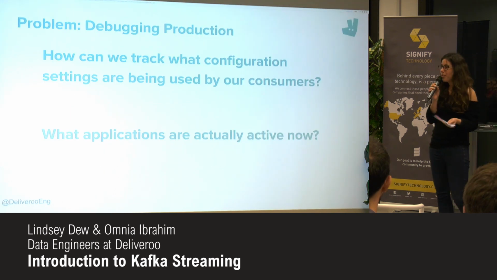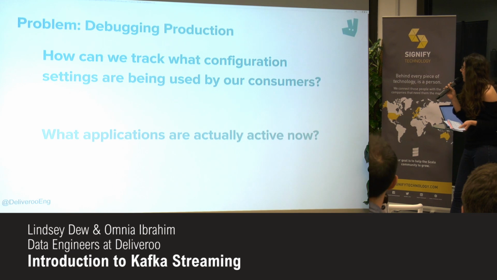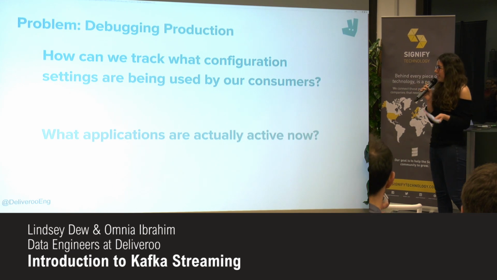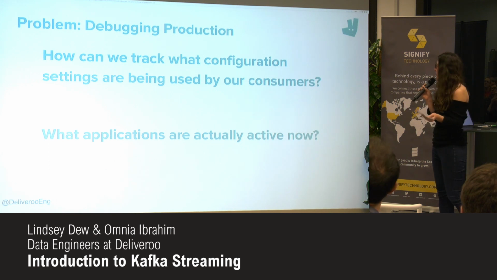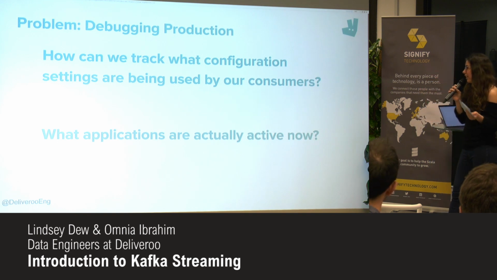So, problems we're trying to solve. How can we track what configuration settings are being used in our consumers across our organization? And tangentially to this, how do we know what applications are live right now? If we were faced with a production issue on the Kafka cluster that we knew was affecting consumers, we'd want to know really quickly who exactly is depending on us, and be able to navigate through to some logs and understand the behavior between the Kafka cluster and how the consumers are behaving.